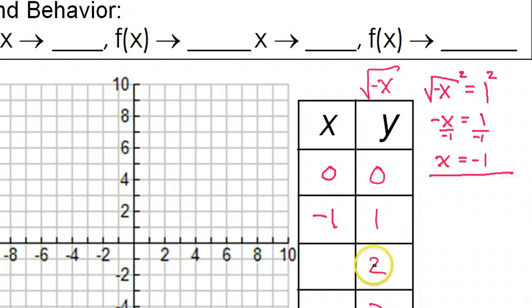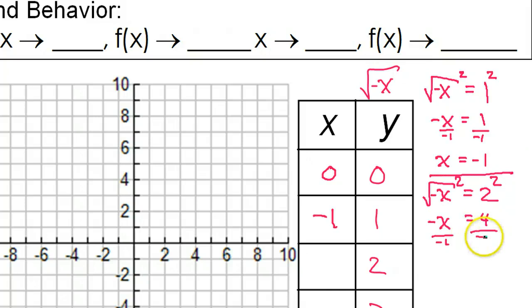Now, if I wanted a y value of 2, then that means the square root of negative x has to equal 2. So to solve this, I square both sides. I get negative x equals 4. I divide both sides by negative 1, and I get x equals negative 4.